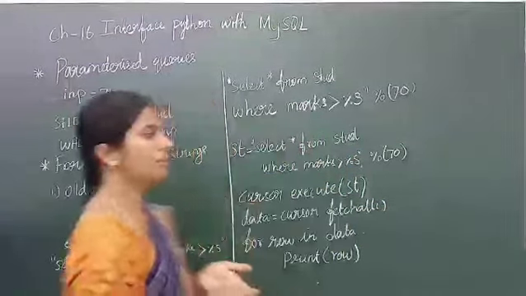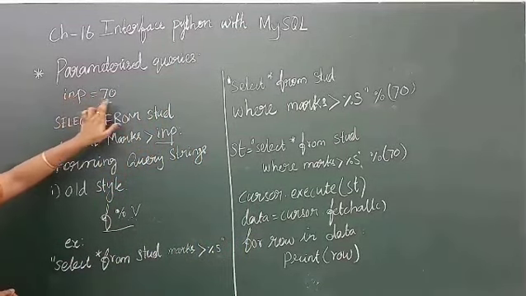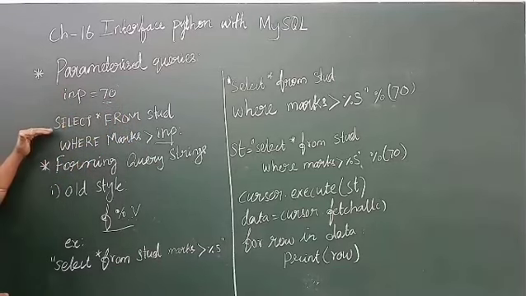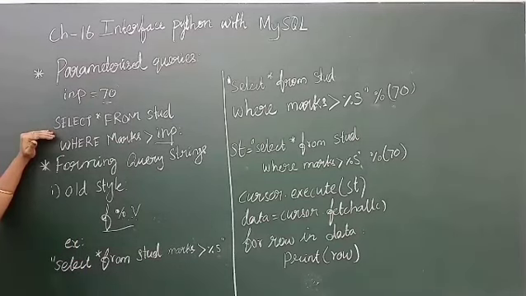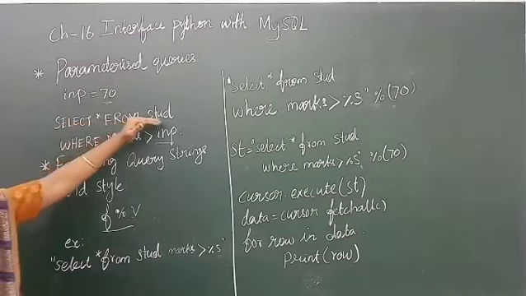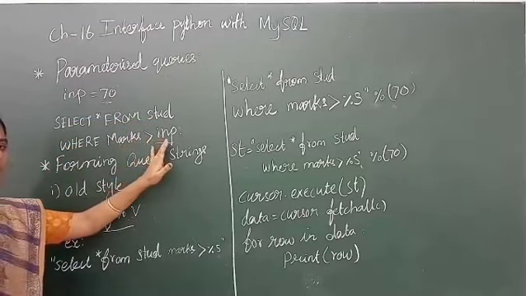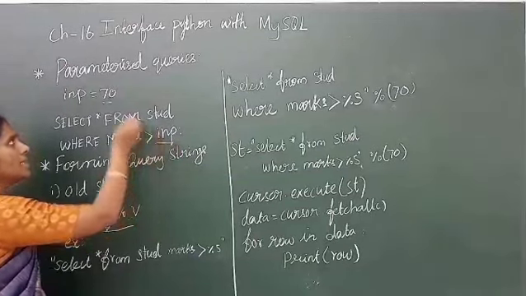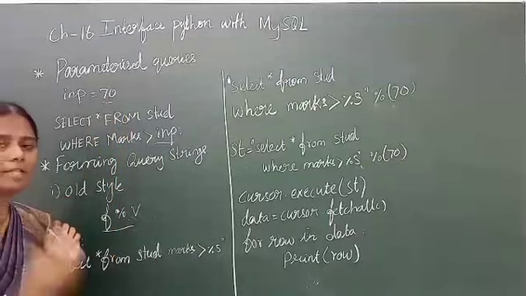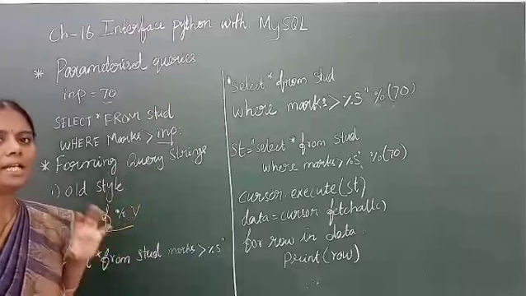Now see the example. Input is a variable name, equal to 70. We have assigned the value 70 to this variable. Normally, how will we write the query to extract the data? You can use the select statement: select star from student where marks, a column name, is greater than input. What is the input value? 70. So it will retrieve and display the data of students with marks greater than 70 from the table student.